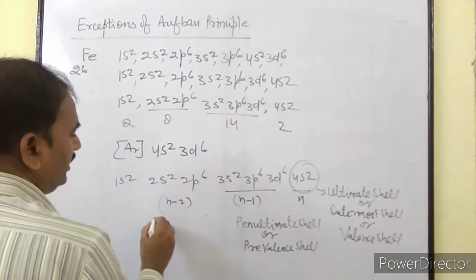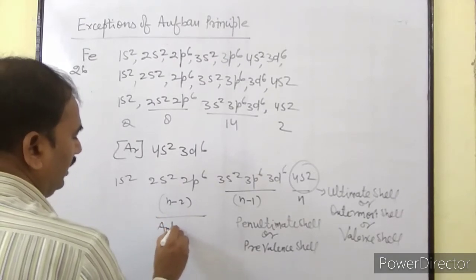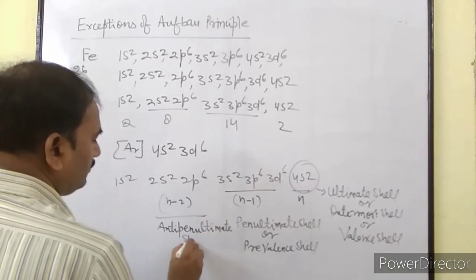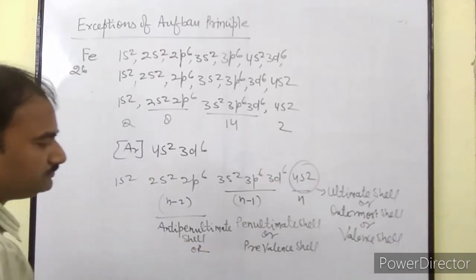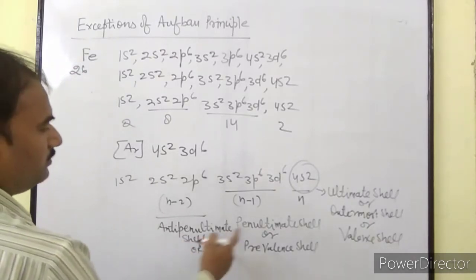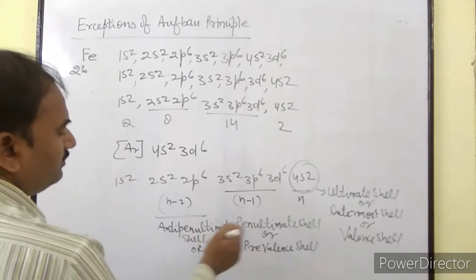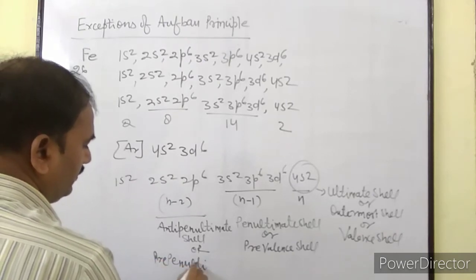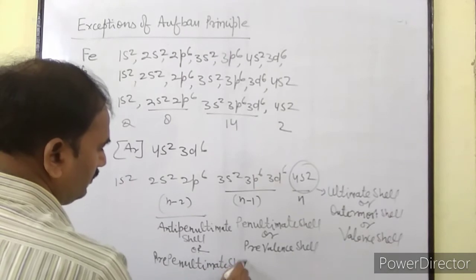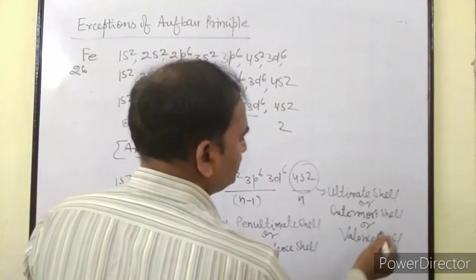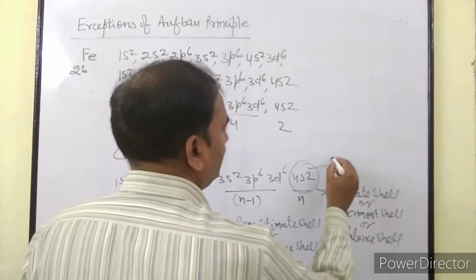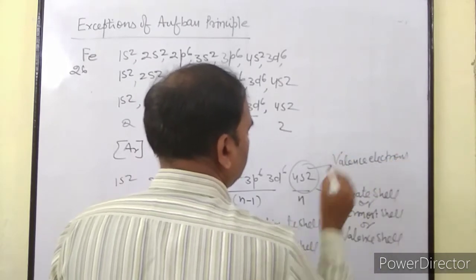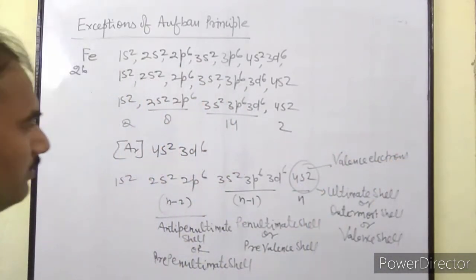And n minus 2 is known as anti-penultimate cell, or this is also known as pre-penultimate cell because it is just before the penultimate cell. So this is valence cell. The electrons present in the valence cell are known as valence electrons.